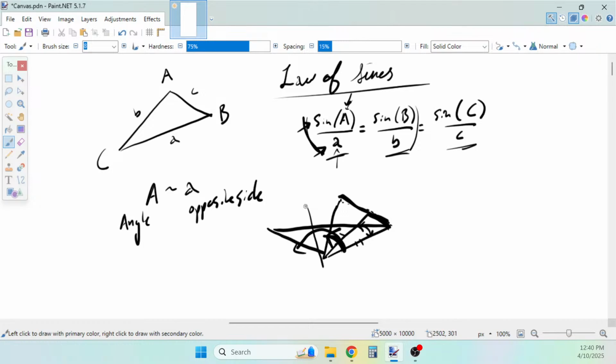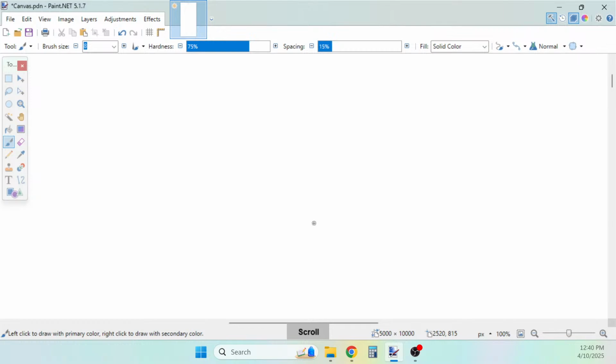Once we hit 90 degrees, sine no longer increases, but also the length of that opposite side begins to, well, it doesn't increase as fast. So let's do a problem. I'm not going to prove the law of sines.